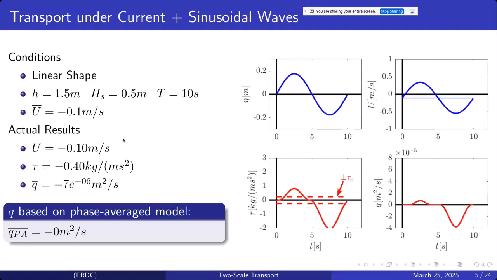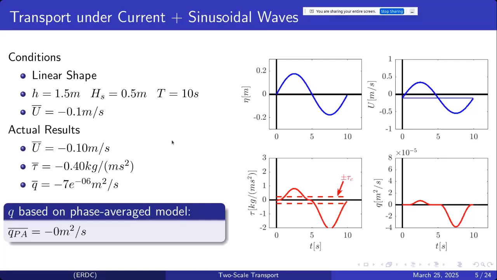So the actual results are, again, we have 10 centimeters per second as our undertow. We have a mean shear stress that's offshore, and we have a sediment transport that's about 7 times 10 to the minus 6 offshore, right? And it's offshore because I've made my current velocity directed offshore. So I think that all makes sense, right?